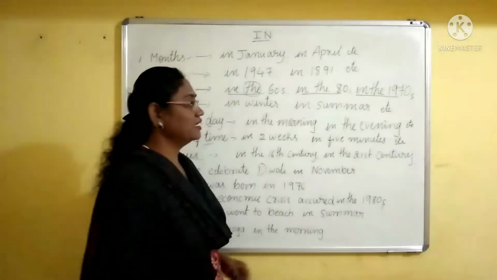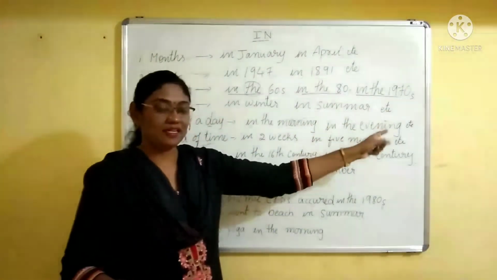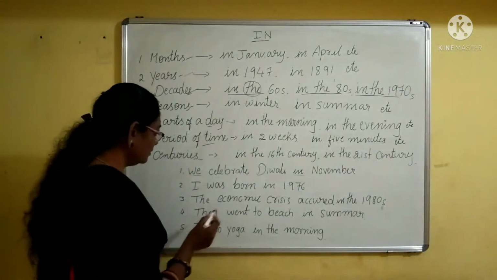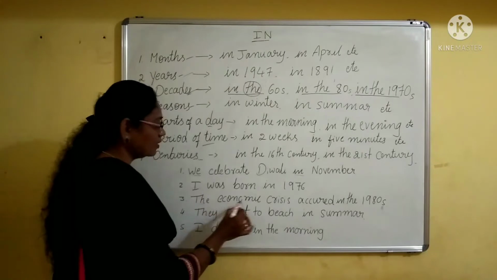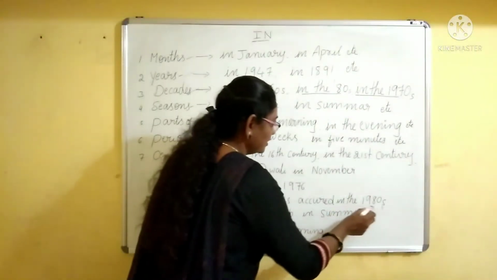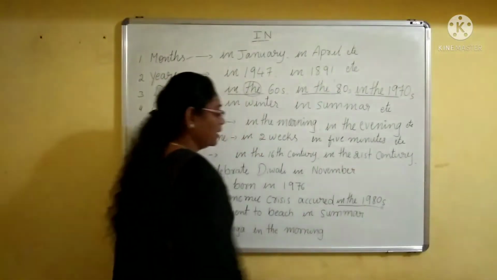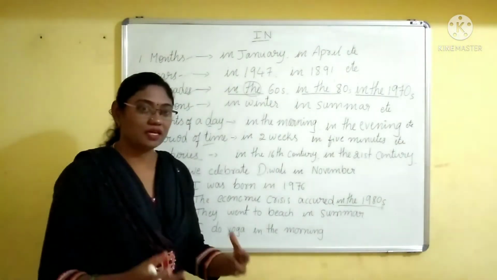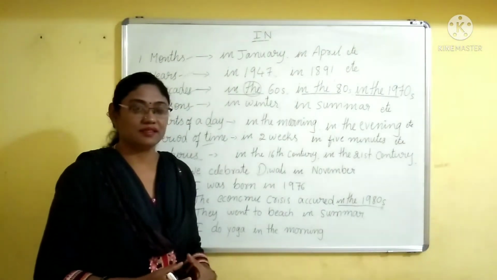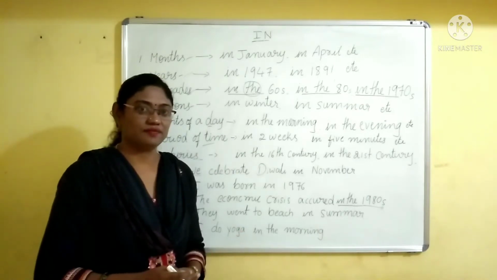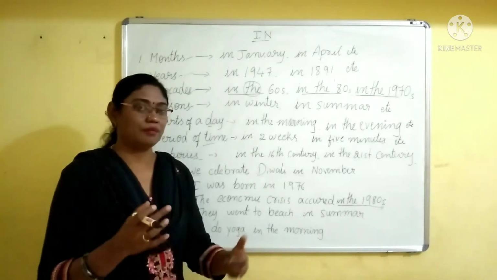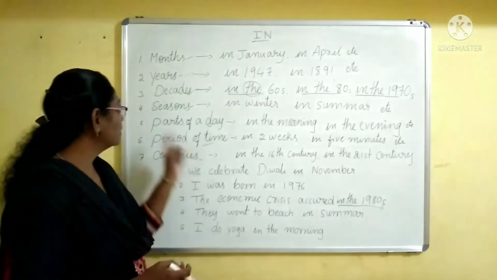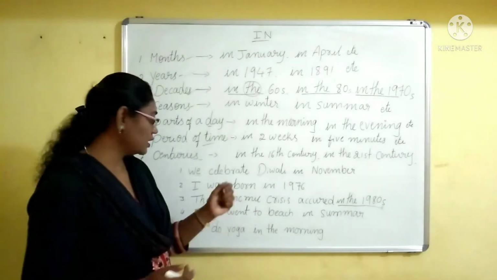In the 80s, in the 1970s. See, here is an example. The economic crisis occurred in the 1980s. Okay, something like an economic crisis, some obstacles, some bad situations. So, when we talk about the decades, we can use in this way.